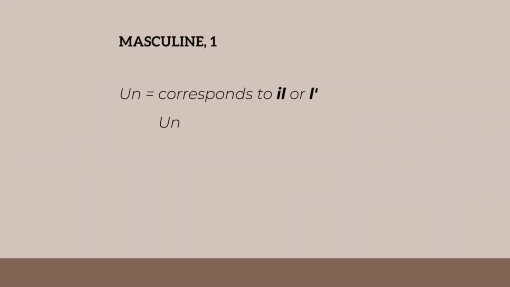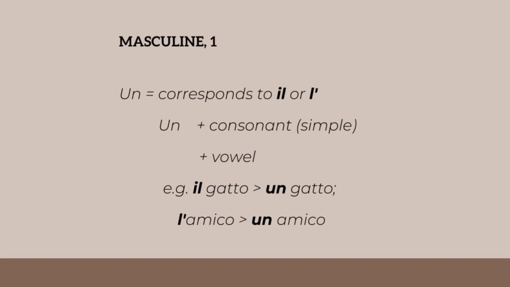Here you have them. The masculine un is used as you would use il or l' for the definite articles. It's used in front of either a simple consonant or a vowel. Like, for example, il gatto becomes un gatto, a simple consonant. So the cat becomes a cat. L'amico becomes un amico. The friend becomes a friend.